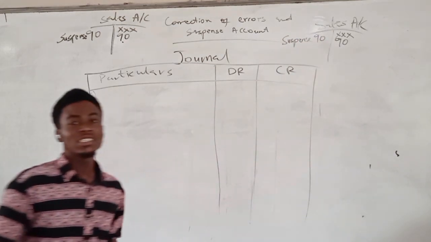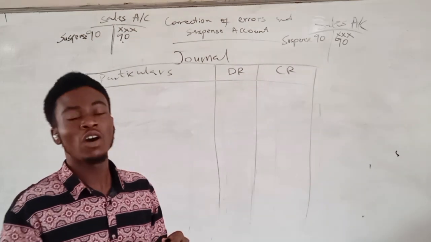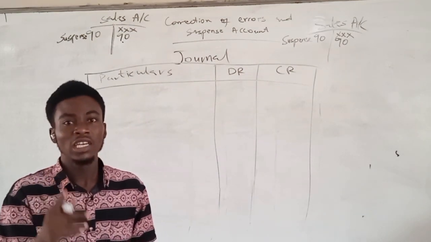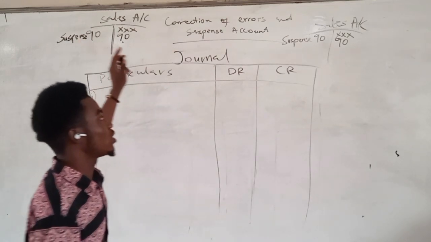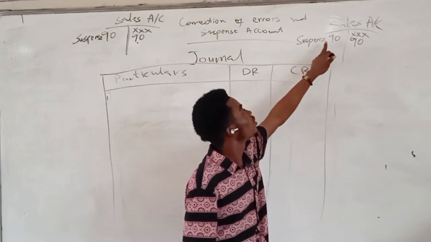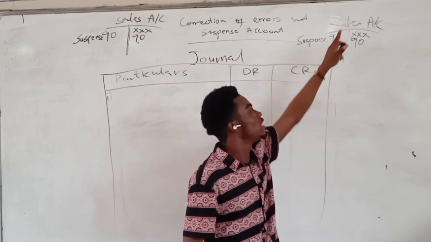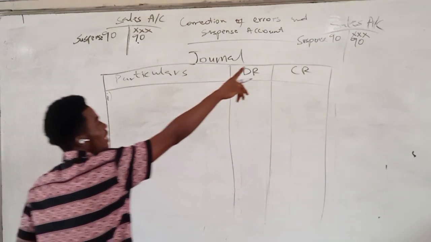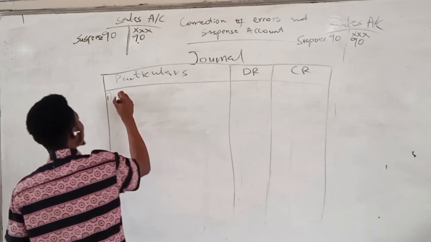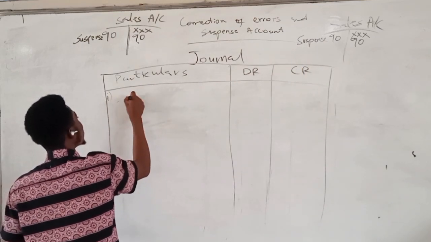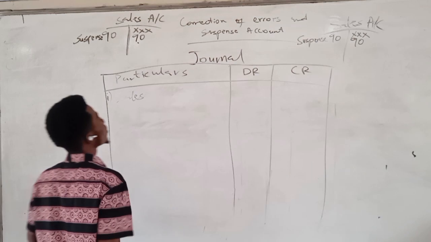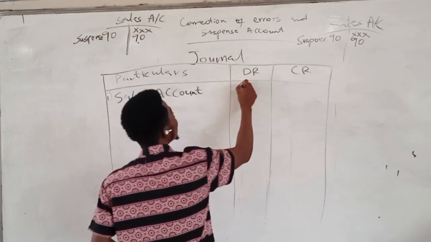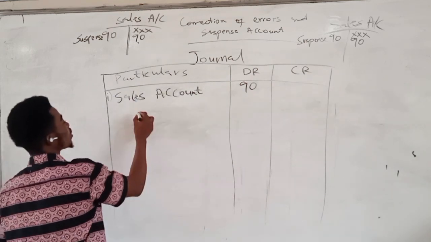And note that any transaction or any error that affects the agreement of the trial balance is going to the suspense account. So in the name of suspense, we debit sales. Now you go to the journal and write the debit side first. That's the sales. So the sales account will be debited with 90. And then you go to the suspense account.